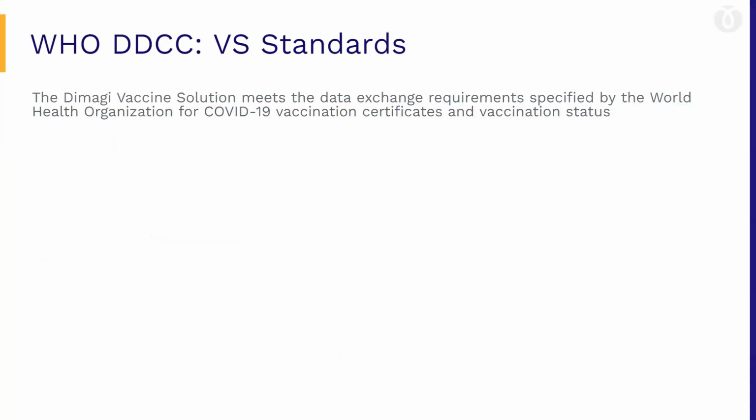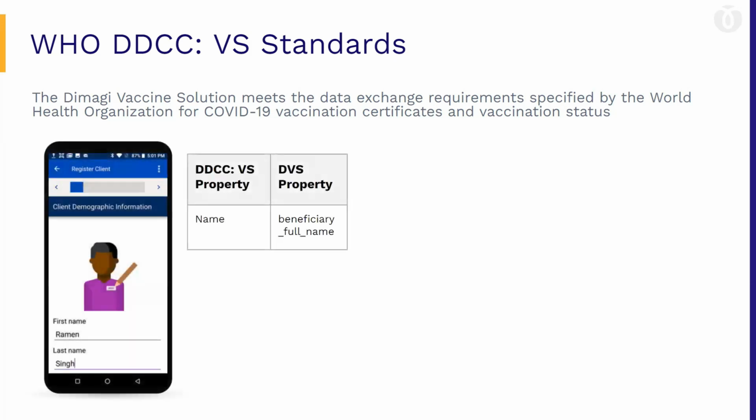The WHO DDCC VS standards are a set of requirements specified by the World Health Organization that allow data exchange of COVID-19 vaccination status. This means partners using the Dimagi vaccine solution are collecting data in compliance with WHO DDCC VS standards. In compliance with the WHO standards, all data fields within the Dimagi vaccine solution are mapped to the DDCC VS standard. For example, you can see in the screenshot that the register client form is being used to register a client named Raman Singh.